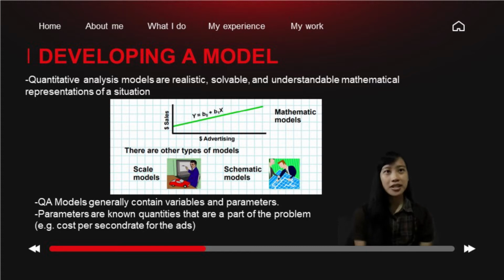Quantitative analysis models generally contain variables, both controllable and uncontrollable, and parameters. Variables are measurable quantities that are subject to change and are generally unknown. Controllable factors, called the marketing mix, include product, price, place, and promotion. Uncontrollable factors, often called environmental factors, are out of our control. Parameters are known quantities that are a part of the problem. An example is the cost per second rate for advertising.